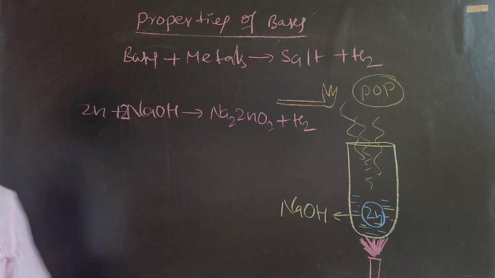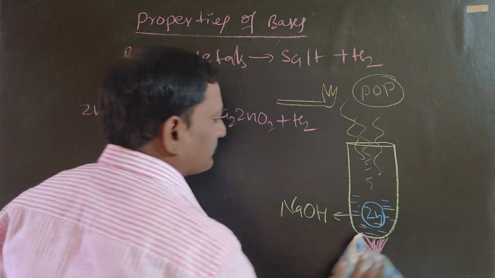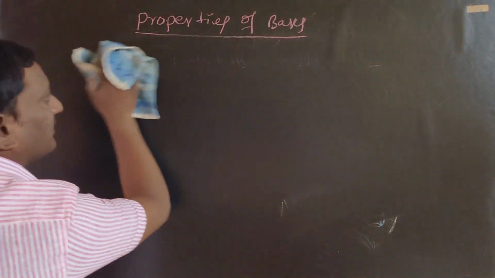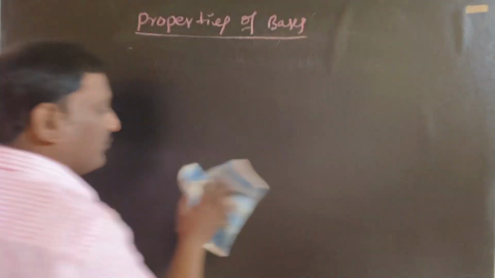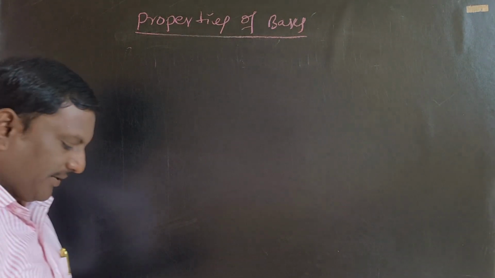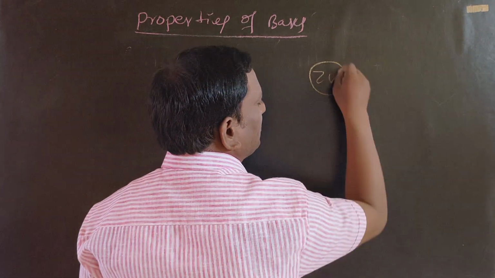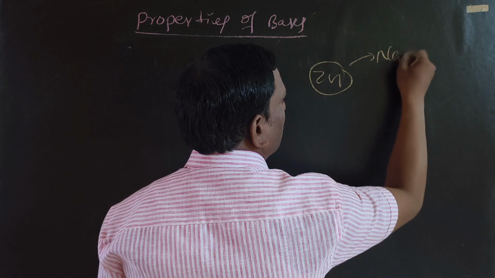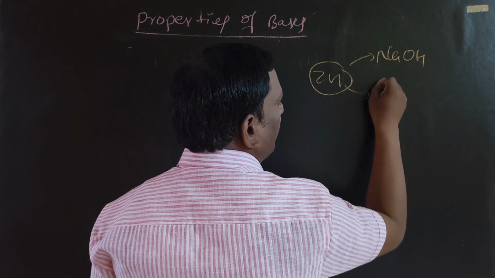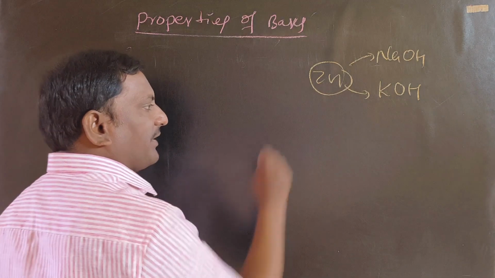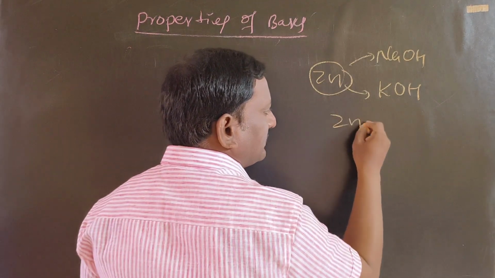I will write on the board, please copy the combinations. In case of metals with bases, you will get a question based on four combinations. One is zinc with sodium hydroxide or potassium hydroxide. In this combination, remember zinc cations.